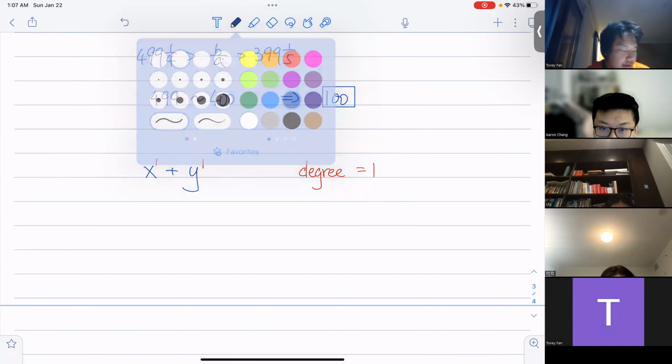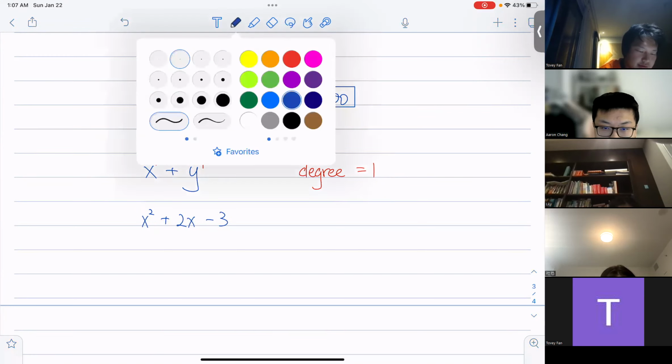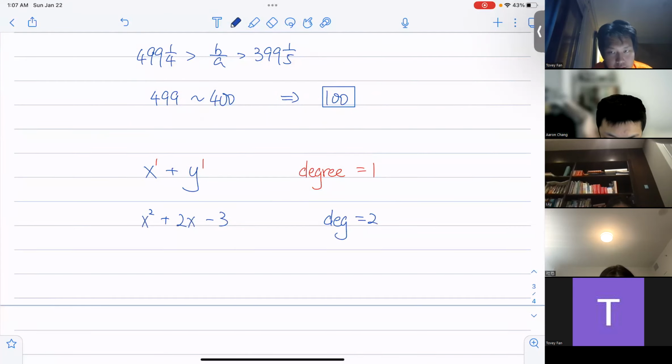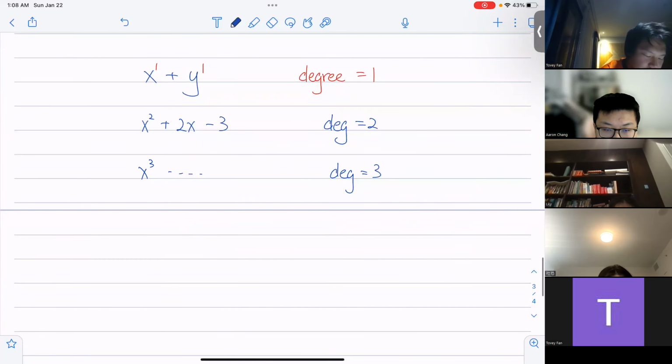If you have something like x squared plus 2x minus 3, then the highest one is x squared. So that means the degree is going to be 2. And usually we need to write down DEG, degree. Rika, Lily, this is no problem, right? You've learned this degree at school? Okay, good. Then if you have x cubed, then we say the degree is 3. If you have x to the power 4, then we say the degree is 4.